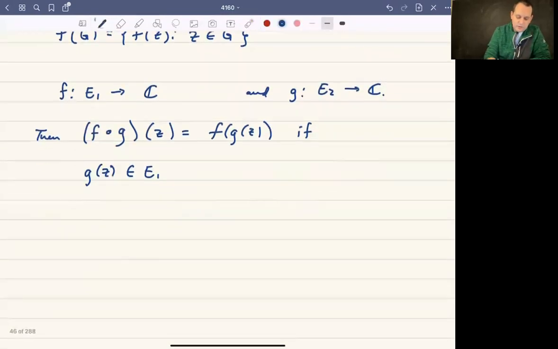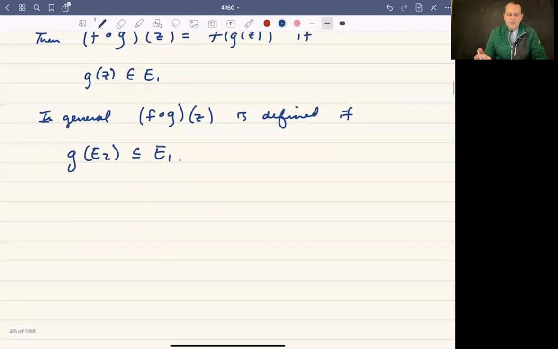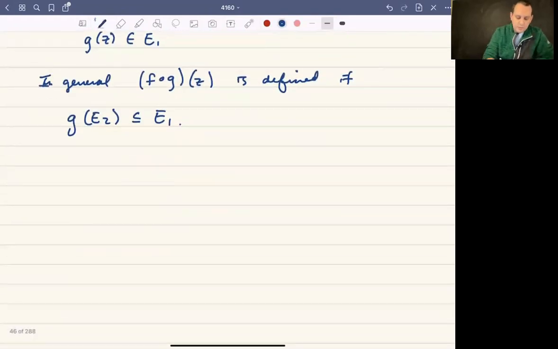Okay, so in general, f composed with g is defined if the image or range of g is a subset of the domain of f. Okay, so that's what needs to happen in order for composition to be defined, in order for that to make sense. Given that the composition of functions makes sense, we have the following proposition, and this will be very useful for us.